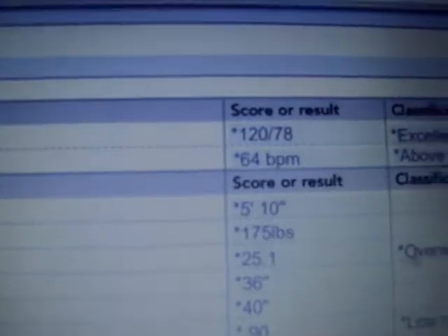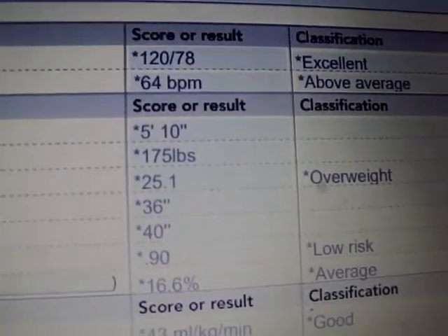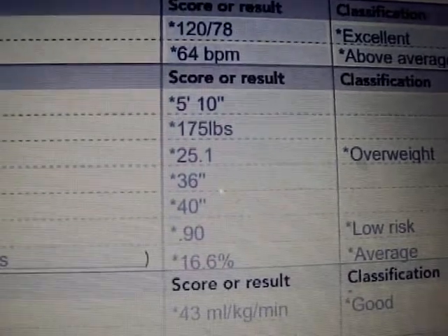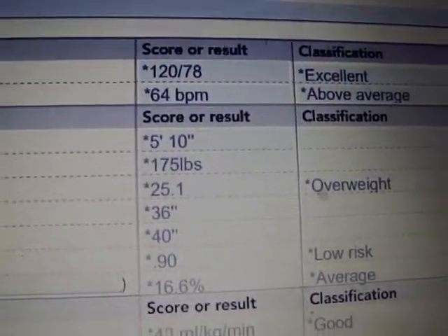Alright, so the main things you want to focus on is resting heart rate, 64 beats per minute. That's your heart rate at rest, and his is 64, which is above average. His waist to hip ratio shows that he's at low risk for coronary artery disease, but his BMI shows that he's overweight. 25 is overweight, so he's 25.1, which isn't bad.